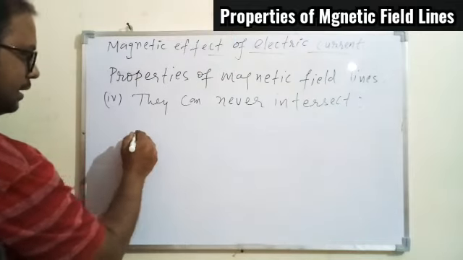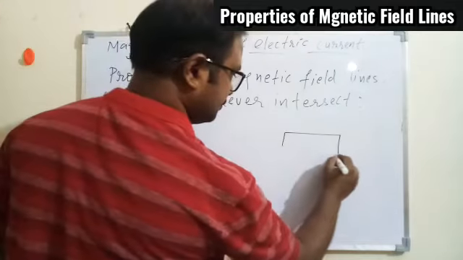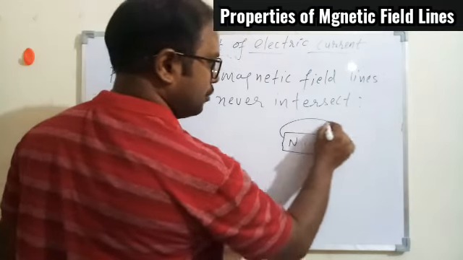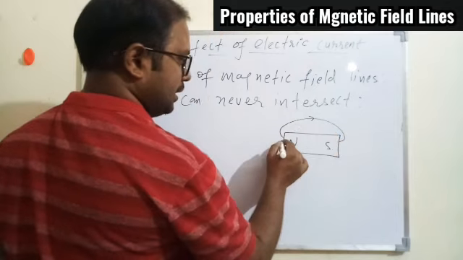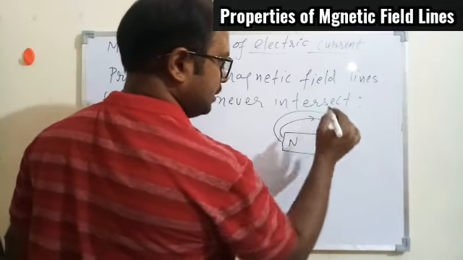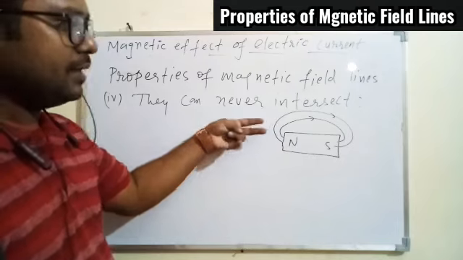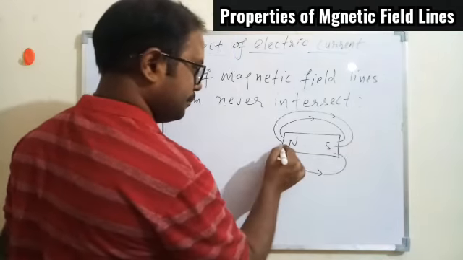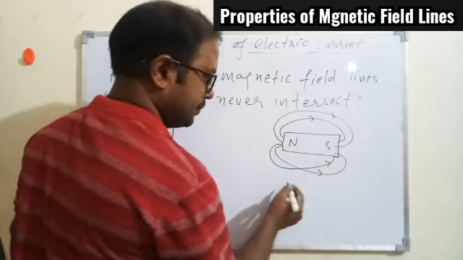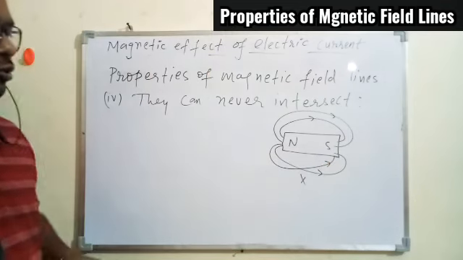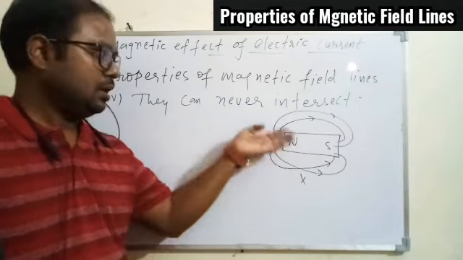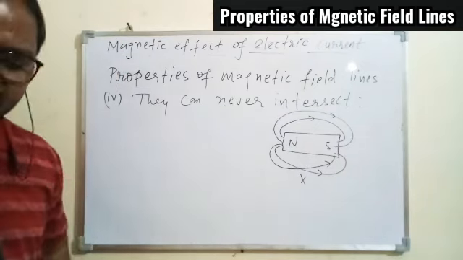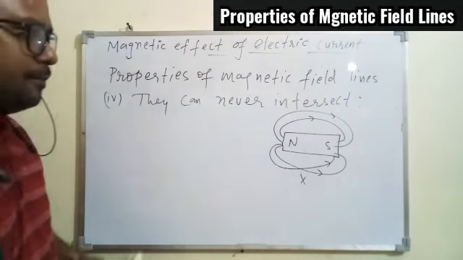This means if we have a magnet with the north and the south pole, if I draw one magnetic field line, and if I draw another magnetic field line, these two magnetic field lines can never intersect at any point. So if I draw it this way, this is not possible. This can never happen in the magnetic field, that is, they can never cross each other, and why, that we need to understand here.